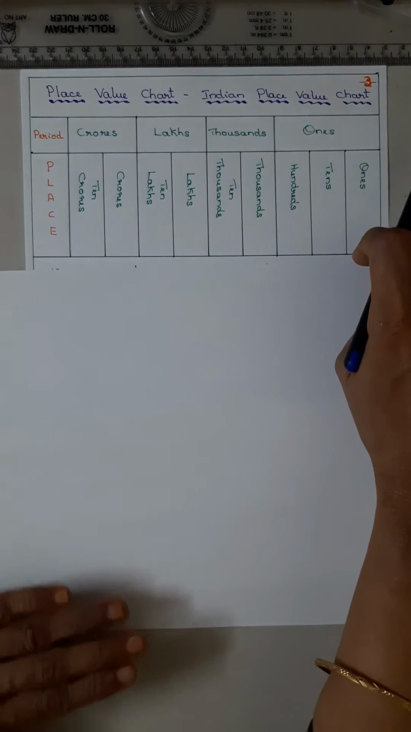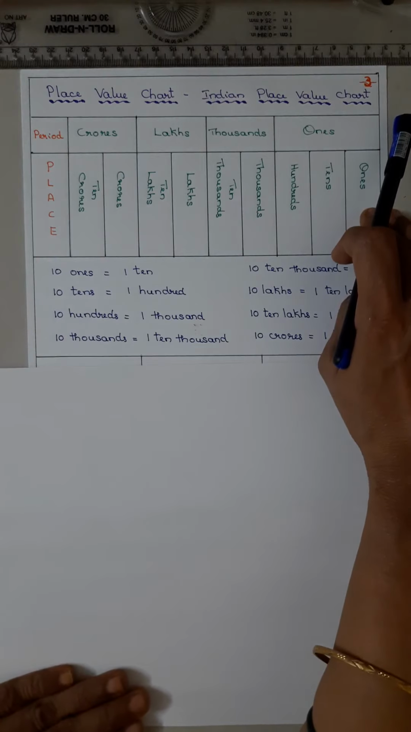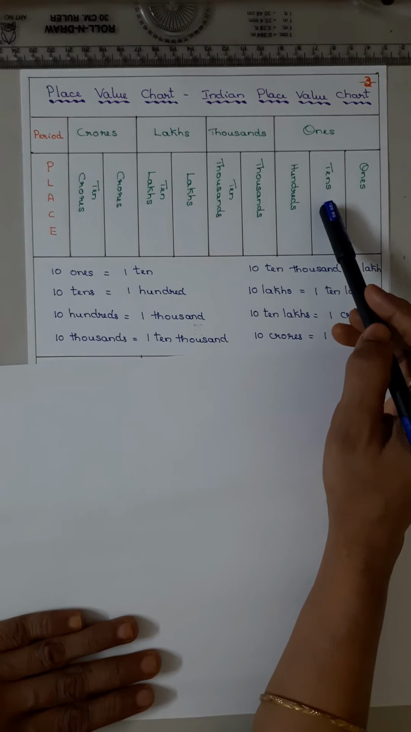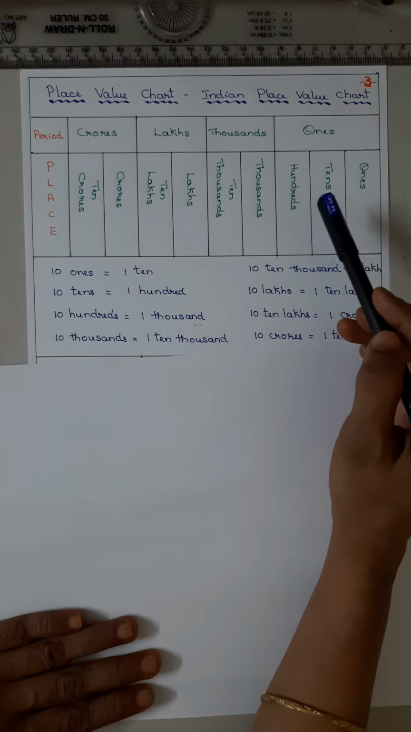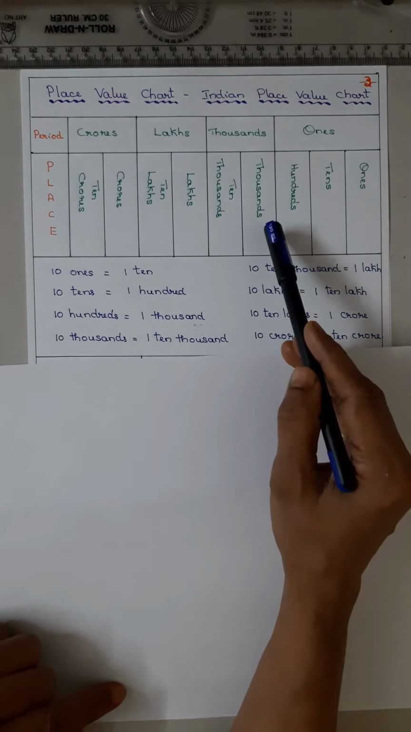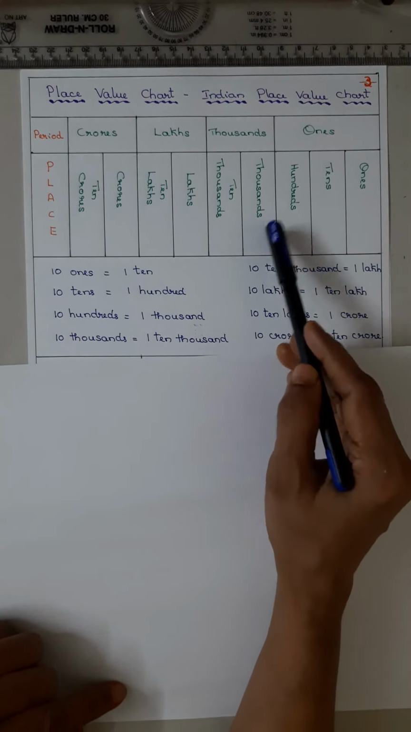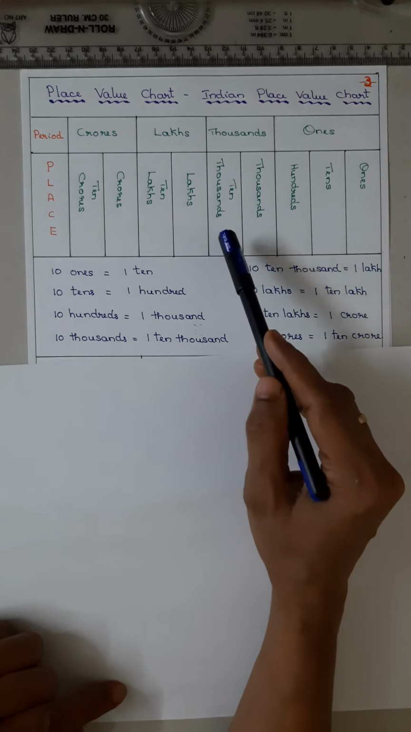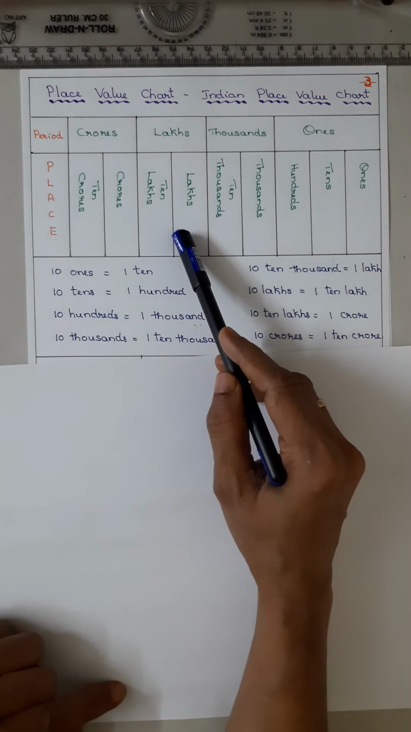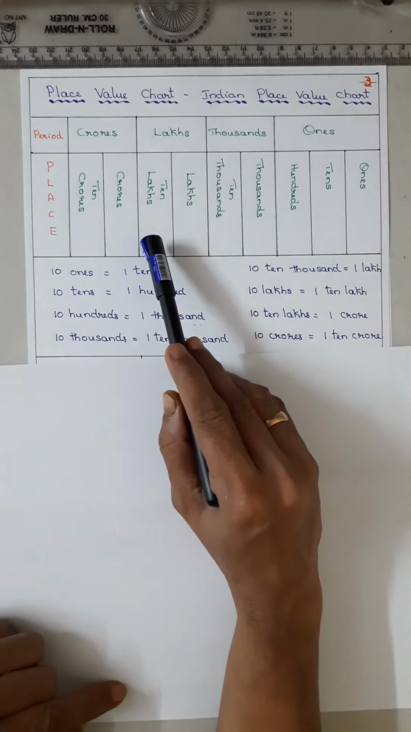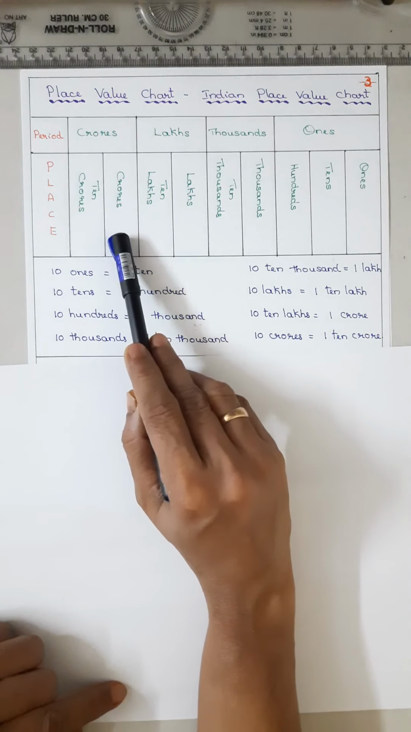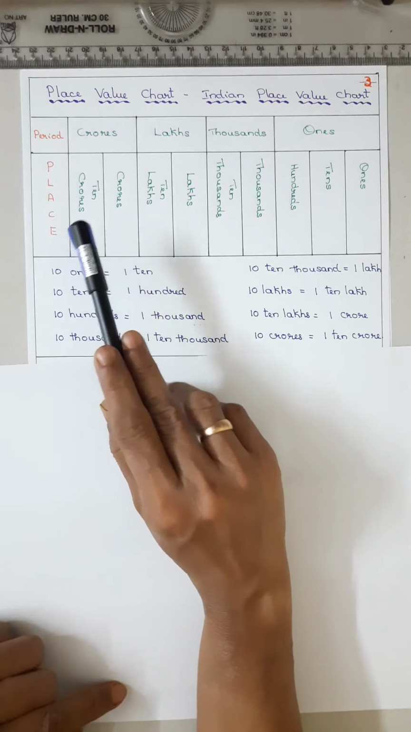Now we will see the relation between the different places. 10 ones is equal to 1 ten. 10 tens is equal to 100. 10 hundreds is equal to 1000. 10 thousands is equal to 1 10,000. 10 10,000s is equal to 1 lakh. 10 lakhs is equal to 1 10 lakh. 10 10 lakhs is equal to 1 crore. And 10 crores is equal to 1 10 crore.